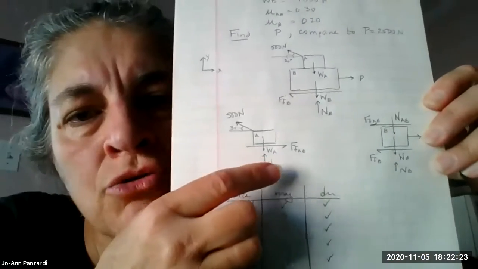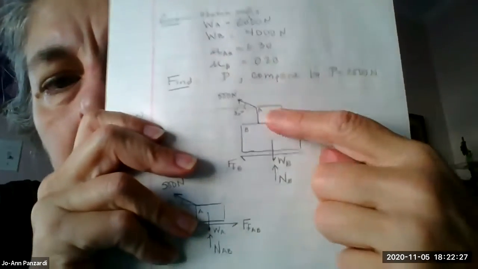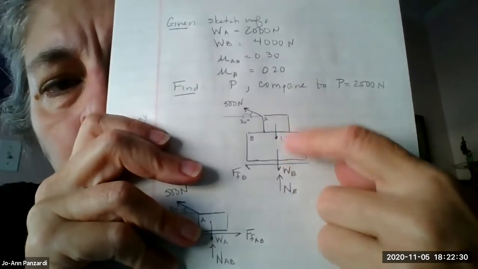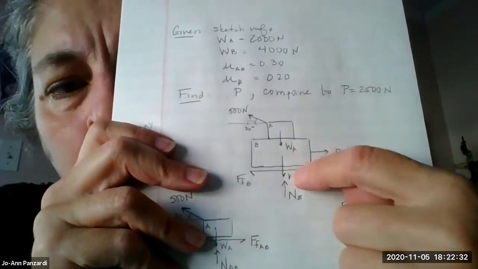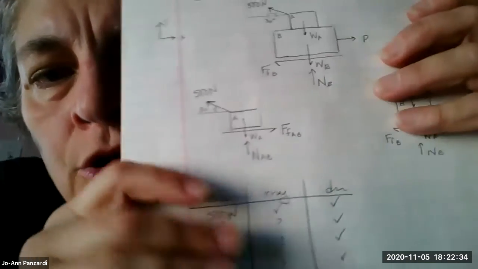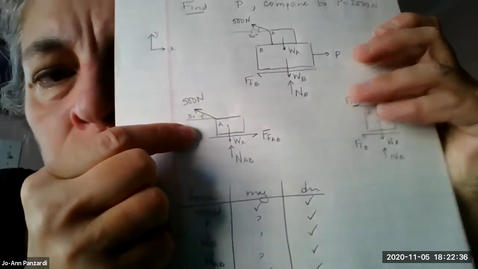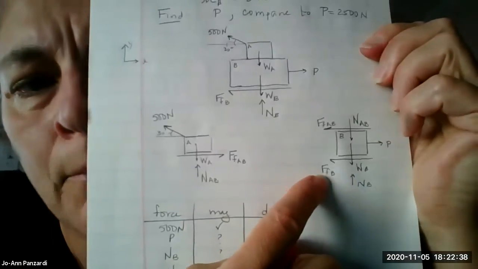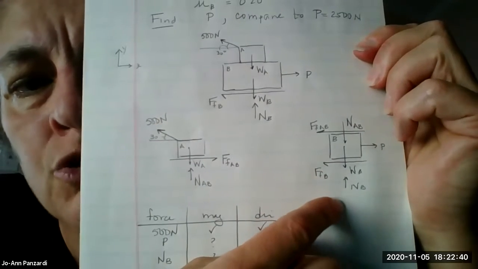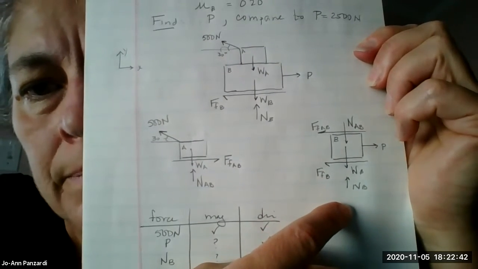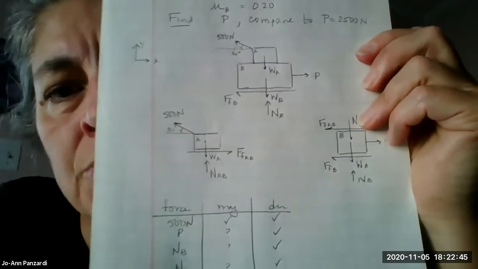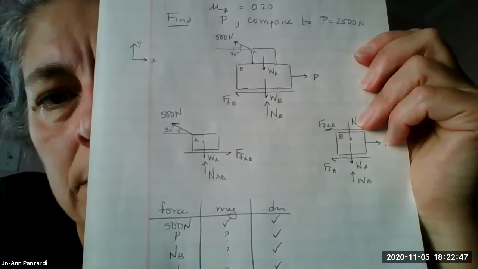So you only draw the weight if the body is there. When blocks A and B are together, you draw both weights, weight A and weight B, because both blocks are there. But when you're drawing block A, you only draw weight of A. And when you're drawing block B, you only draw weight of B. Because the normals aren't always equal to the weights.